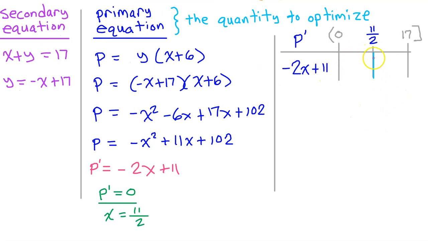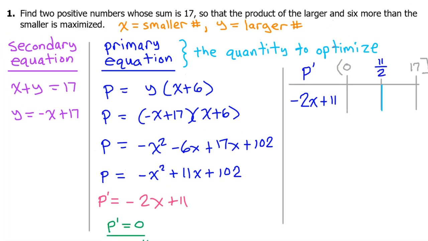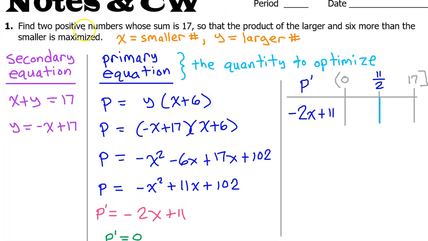Set up your p prime sign chart like this. Make sure you label it as p prime. I put 0 as the lower limit of the domain because we were told to find two positive numbers, so x must be greater than 0. Also, there's no way that x can be bigger than 17 because the sum of the two numbers is 17. So the biggest that x could possibly be is 17, and that's if the other number, y, would be 0. So we do have these limitations on the domain.